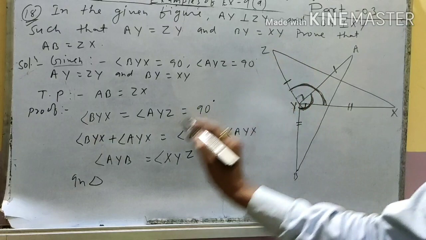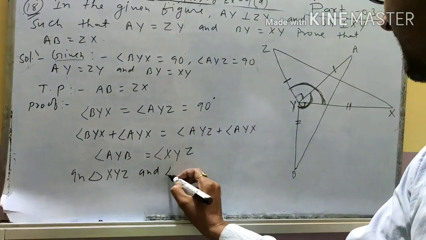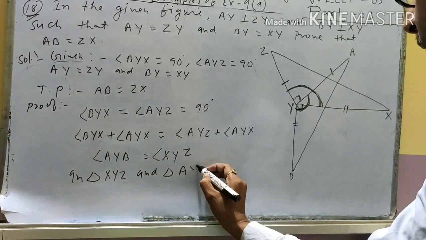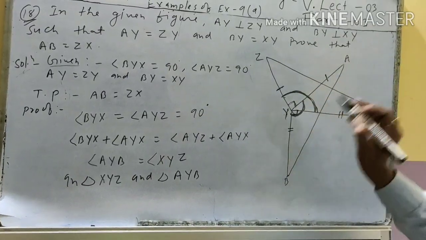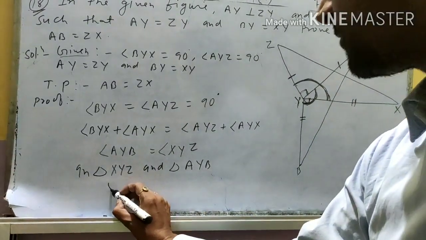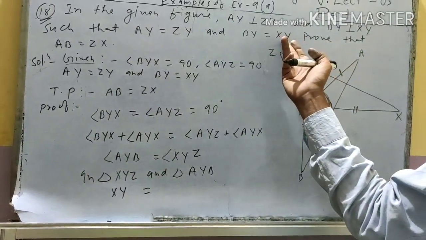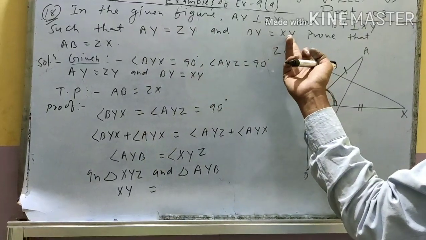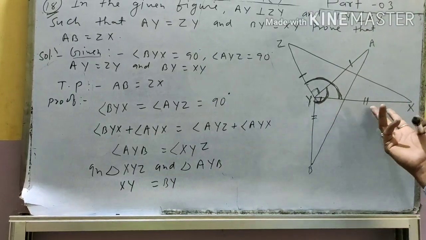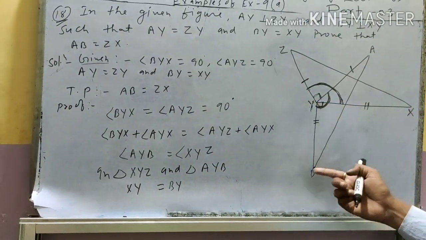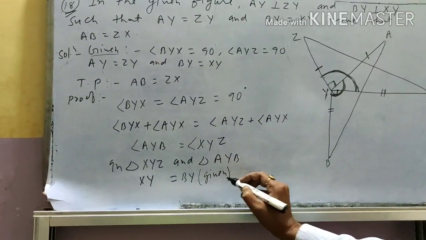Take, student, triangle XYZ and triangle AYB. In these two triangles, the first one is XY. XY is given here, so we can write XY is equal to BY. You can check here also, XY is equal to BY. This information is given.